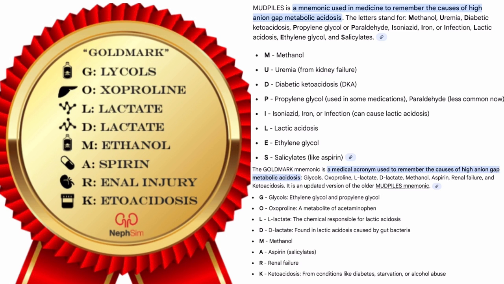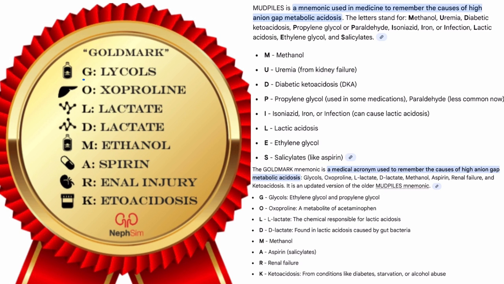GOLDMARK starts with glycols. Glycols usually include ethylene glycol or propylene glycol. These are very common causes of high anion gap metabolic acidosis, and they usually present with a high osmolar gap.